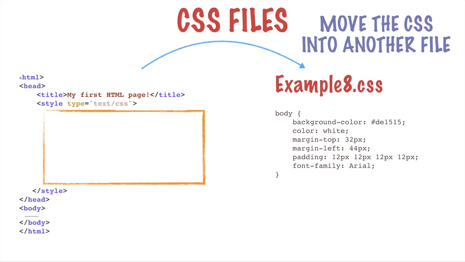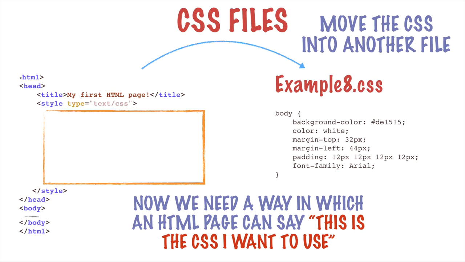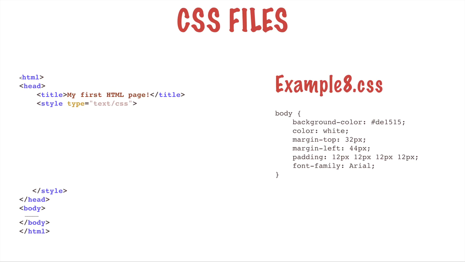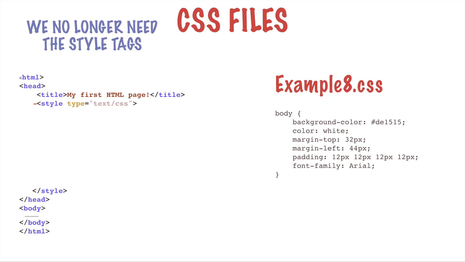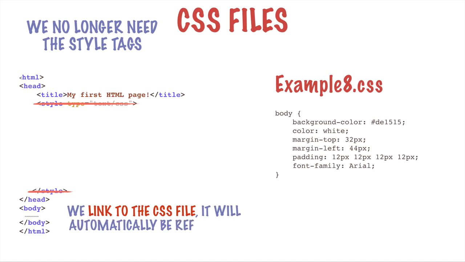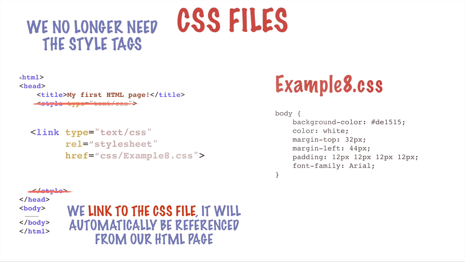Now, any HTML element which wants to refer to this style sheet can simply do so using a very handy HTML tag called the link tag. This is a way for any HTML page to say, this here is the CSS file that I would like to work with. For this, we no longer need the style tag at all. Again, we get rid of the style tag, we move the CSS code into a separate file, and we now link to the CSS file so that it is automatically referenced from our HTML page.